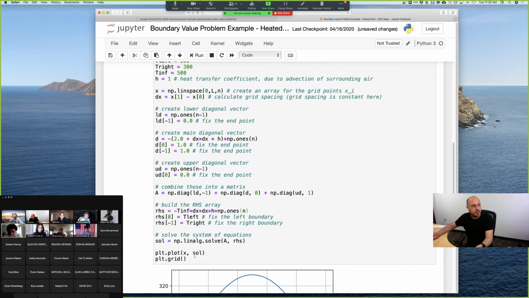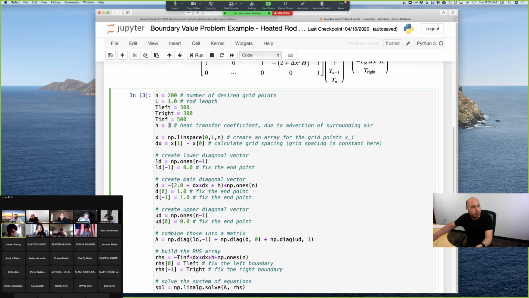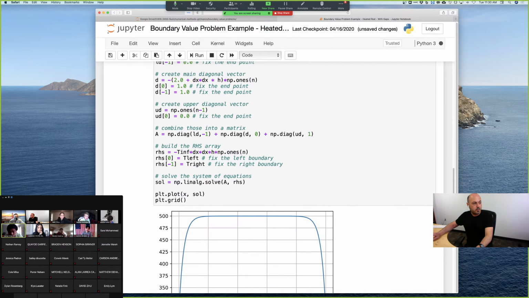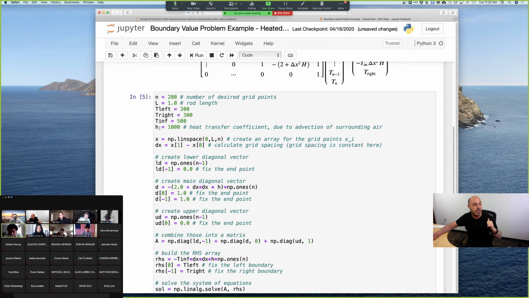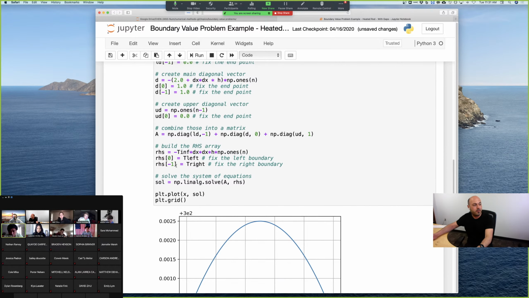But the point is, if you play around with this H, so let's pick a very large value of H. Let's say 1,000, and run this. What's going to happen over here is that you have effectively dominated the entire rod with this heating through the air. Okay? The opposite is true. If H is very, very small, the opposite is going to happen. Okay?